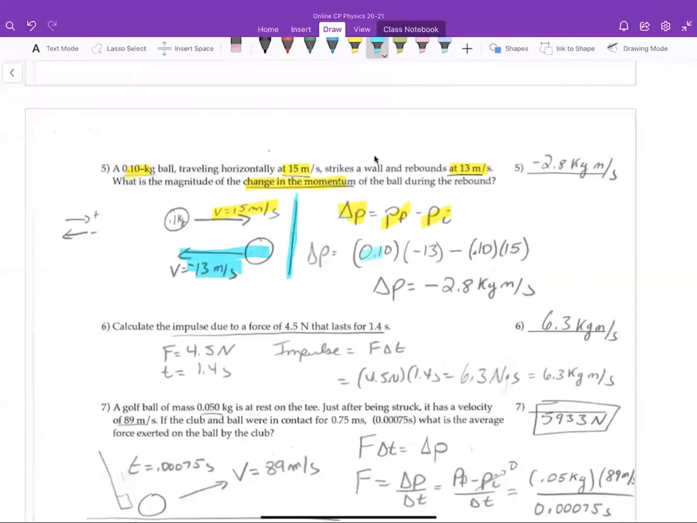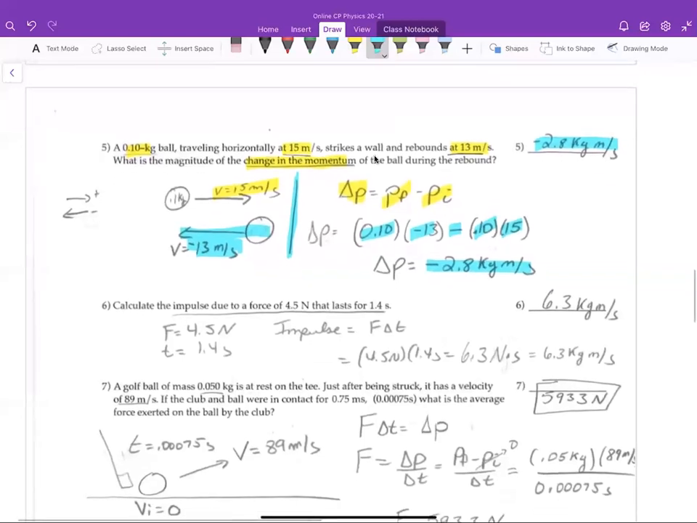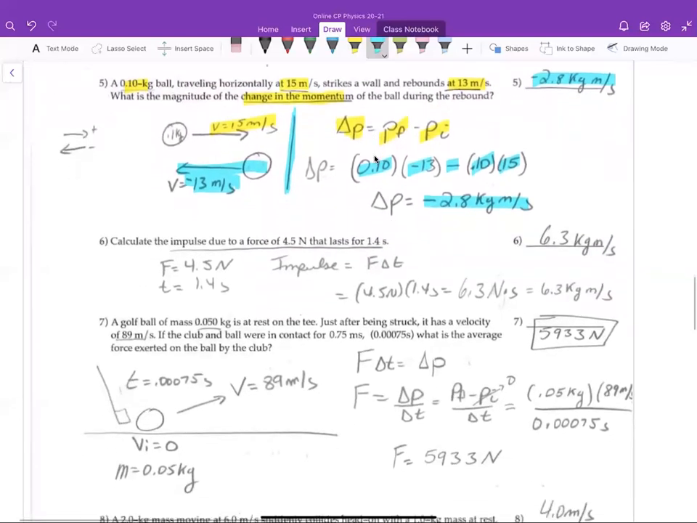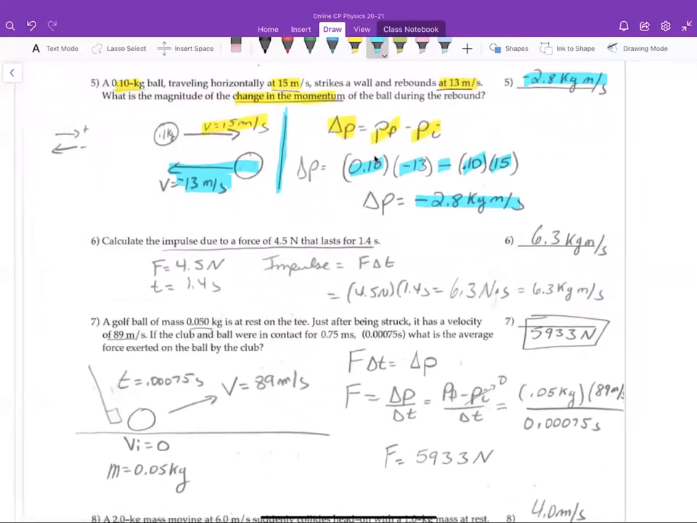The final momentum is its mass times its final velocity. Notice there's a negative sign in there. Minus the initial, which is its mass times a positive velocity. You'll find the change in momentum to be negative 2.8 kilogram meters per second. There is a negative sign. Try drawing it the other way, going to the left and bouncing, changing to the right. You will still get negative 2.8.